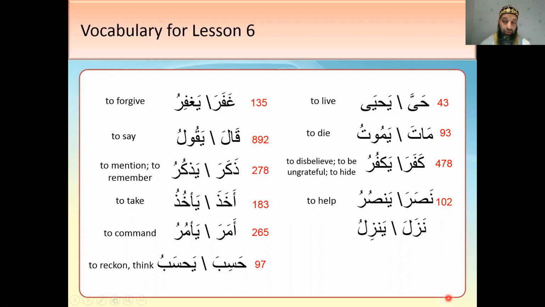102. Nazala yanzilu. And remember last week I said, for those who can understand Urdu, nazla. Say nazla, which means flew, isn't it? It's coming down. Yeah. So to descend. Yep.